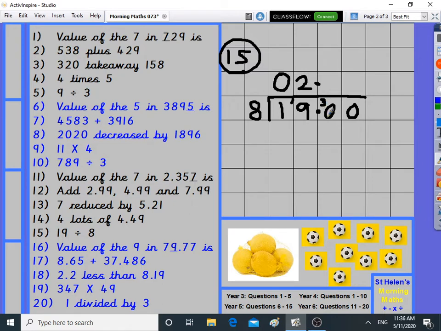How many 8s in 30? 8 and 16, 24 and 32, that's too many. We can't go past 30, can we? 8 and 16, 24, so that's 3. But I only counted up to 24, didn't I? And that says 30. So I've got to count up in 1s from 24 up to 30. So I go 25, 26, 27, 28, 29, 30.